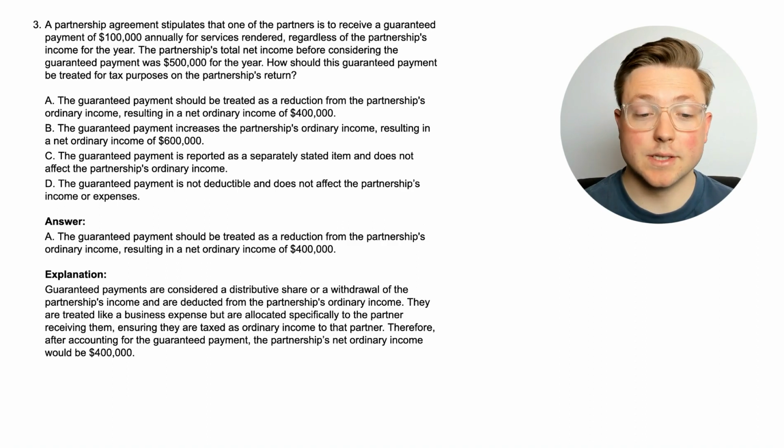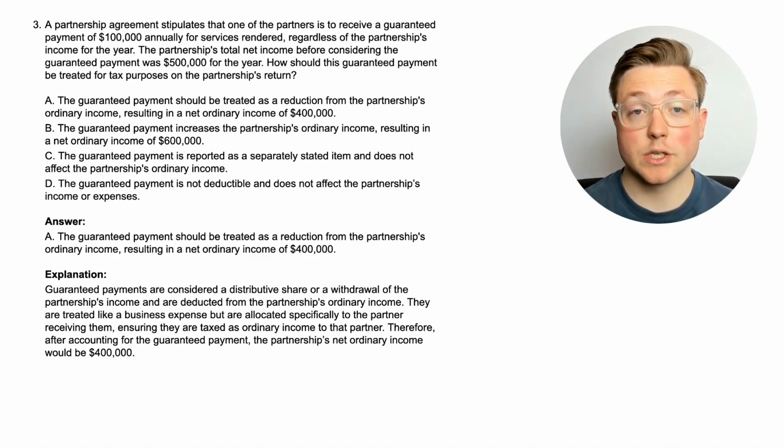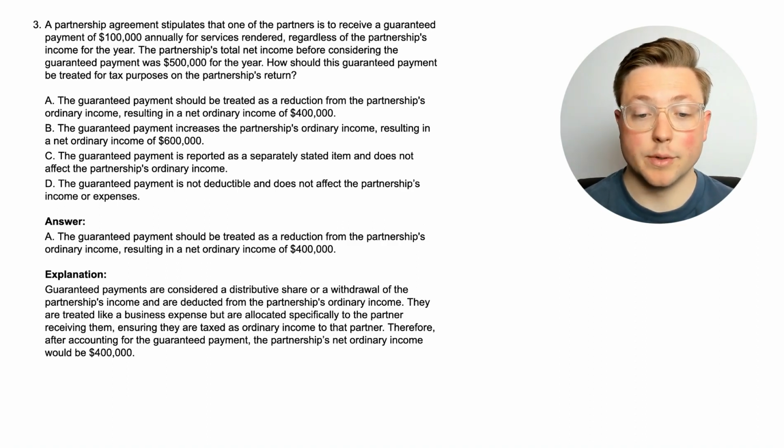Okay, and the answer is that the guaranteed payment should be treated as a reduction from the partnership's ordinary income, resulting in a net ordinary income of $400,000. Okay, let's read the explanation.